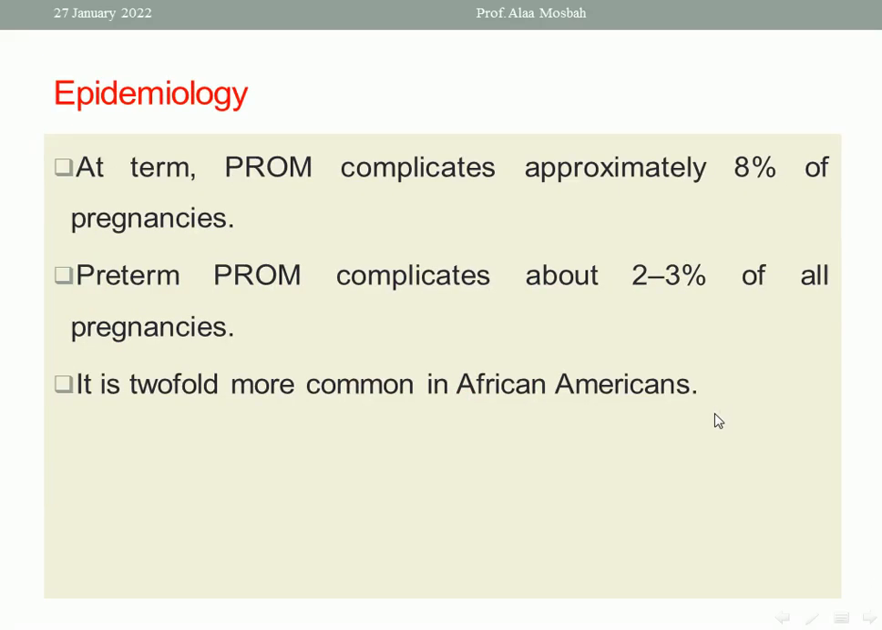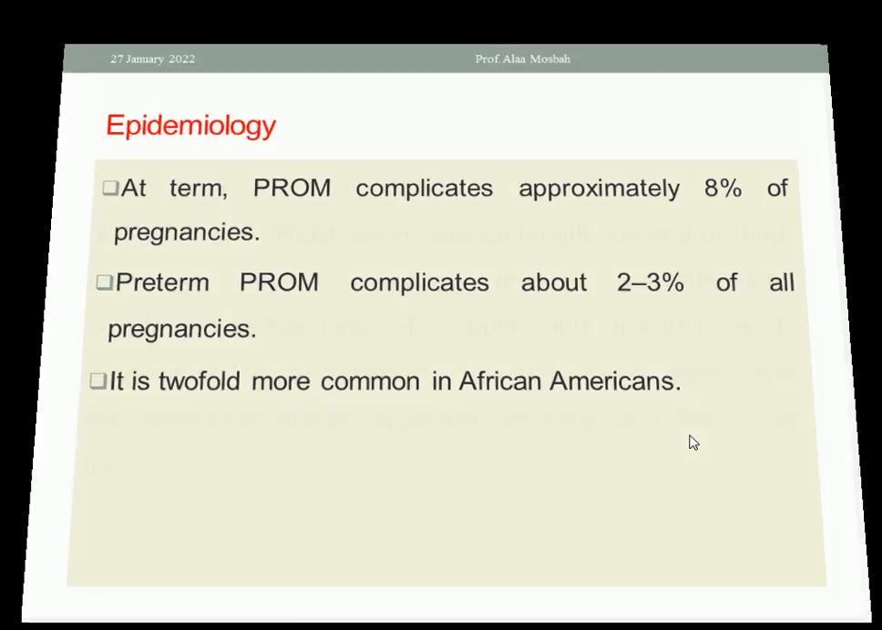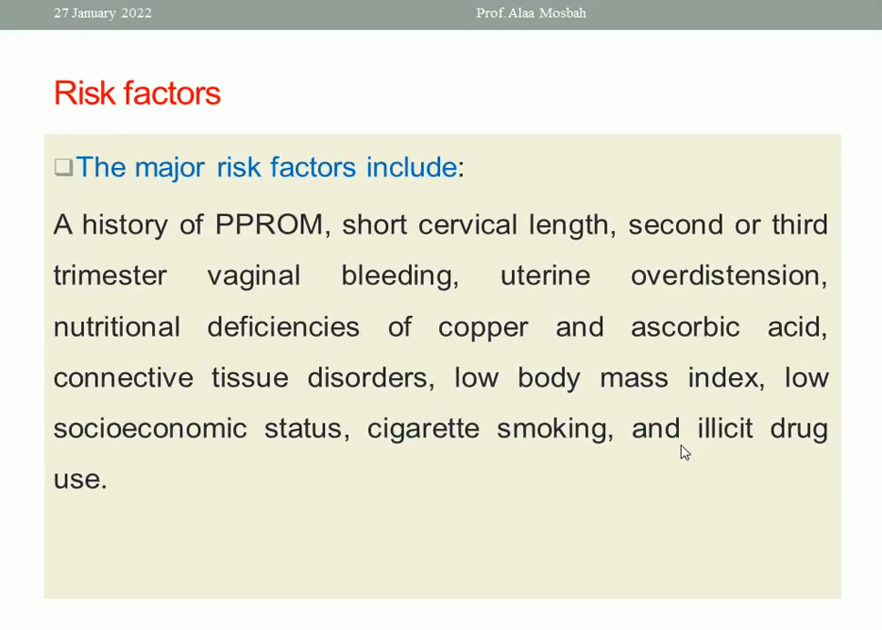Okay, what about the epidemiology? The occurrence of PROM approximately constitutes 8% of pregnancies, while the preterm PROM complicates about 2 to 3% of all pregnancies. And you should know that it is twofold more common in African American women. Okay, what about the risk factors?